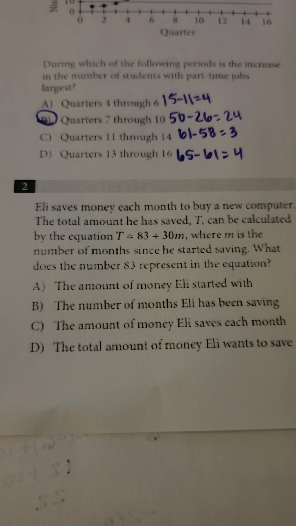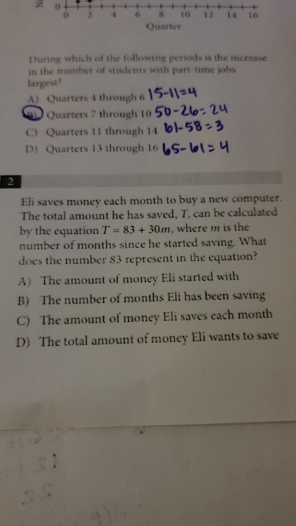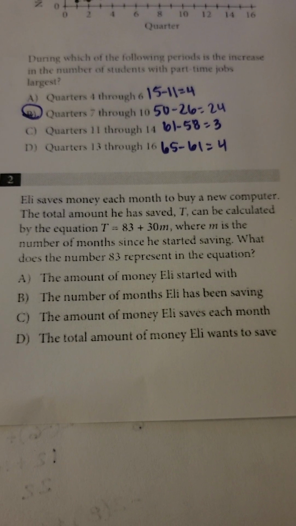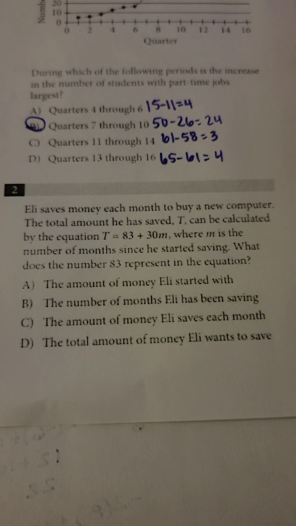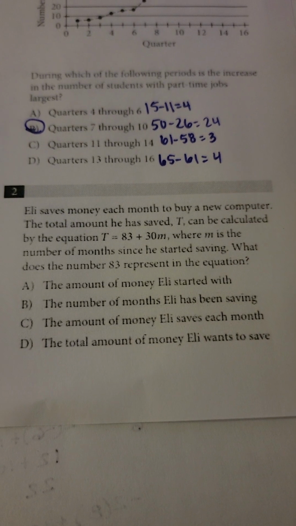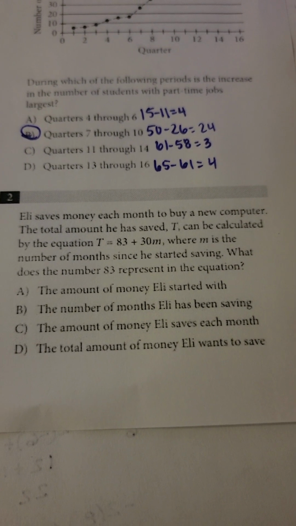All right, and the last one is an easy question, but you have to read it. It's not hard. Eli saves money each month to buy a new computer. The total amount he saved, T, can be calculated by the equation T is equal to 83 plus 30M, where M is the number of months since he started saving. What does the number 83 represent?